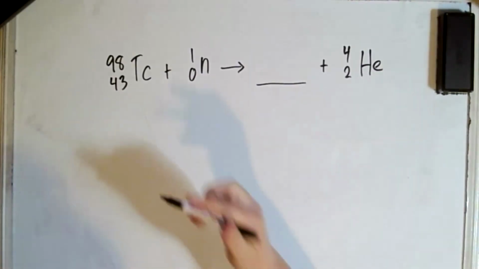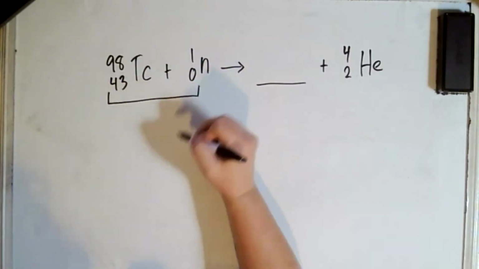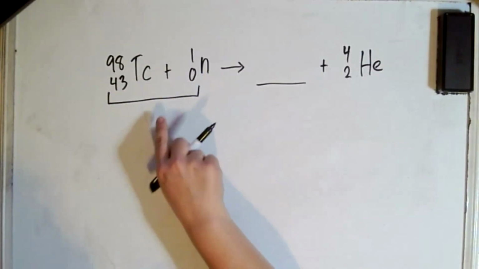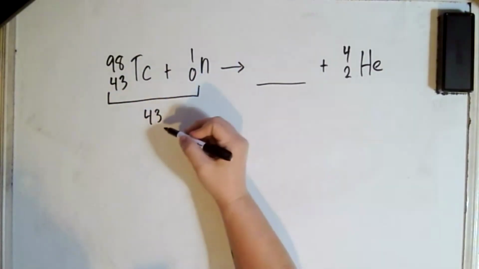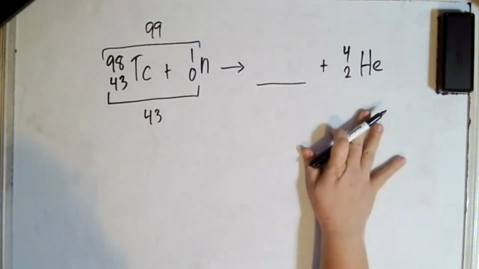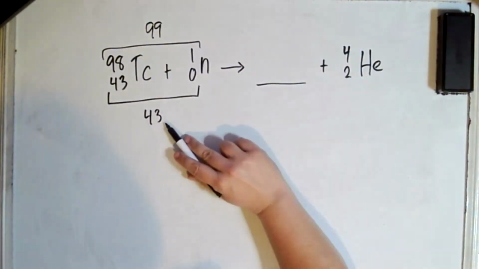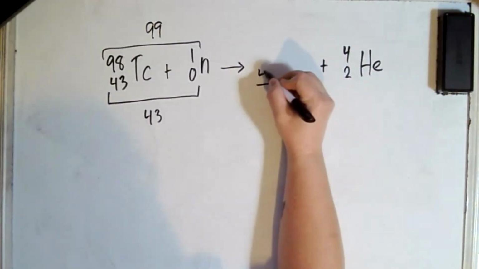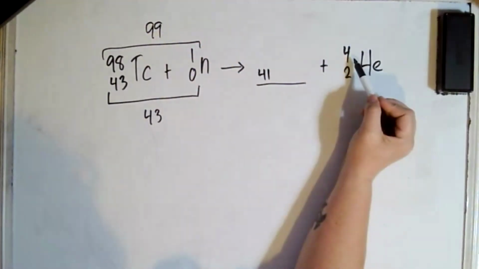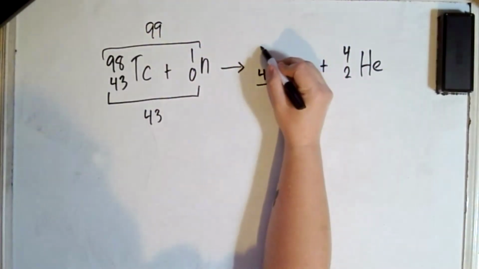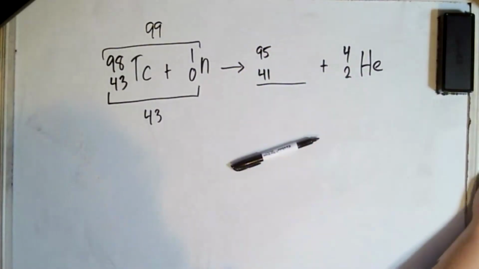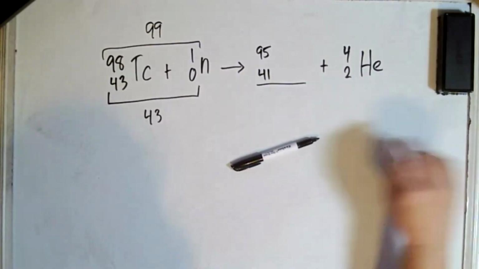But we're still going to go through and do the same thing here. This time we're taking some technetium and we're bombarding it with a neutron. So our overall atomic number is going to be 43. Our overall mass number is going to be 99. Now, when we look on our product side, it has to add up to 43. This is a 2, so my atomic number must be 41. This is 99. My helium is a 4, so my mass number must be 95. And then I look up number 41 on the periodic table, and it's going to be niobium.